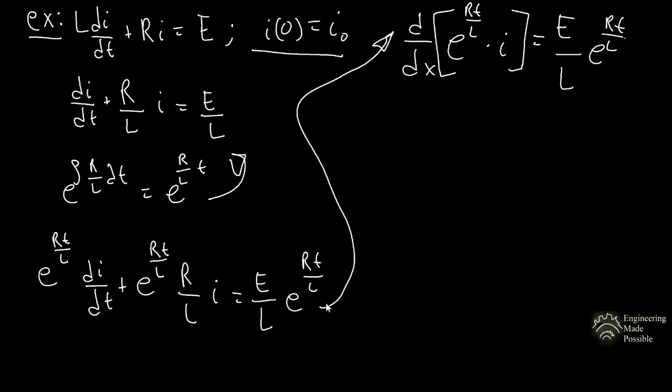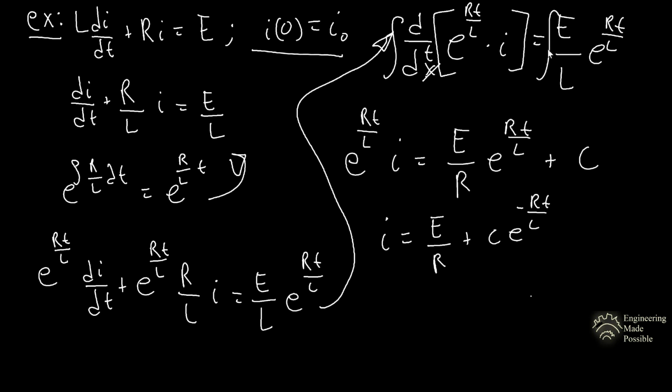Now from here it is the same as saying the derivative with respect to, in this case, it's t, not x, right? With respect to t of e to the power Rt over L times i is equal to E over L times e to the power Rt over L. So now in this case, we go ahead and integrate both sides and we solve. So after making some simplifications, we get i to one side of the equation by itself. i is equal to E divided by R plus your arbitrary constant times e to the power of negative Rt over L.